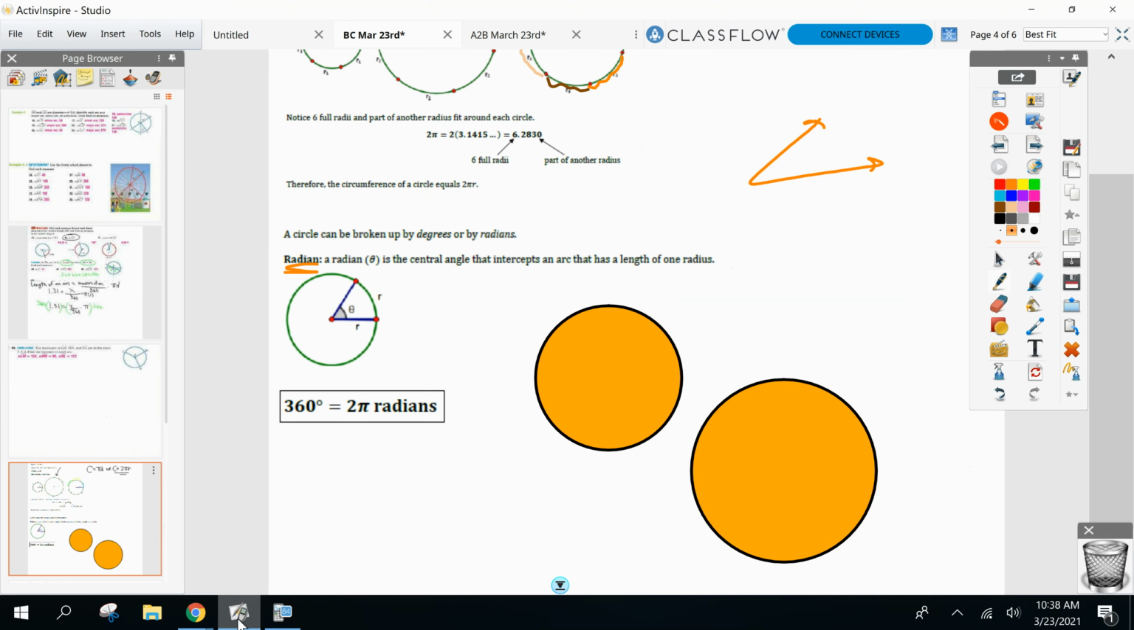So first thing, what is a radian? How is a radian created? All right, how is a radian created? Let me show you how a radian is created.